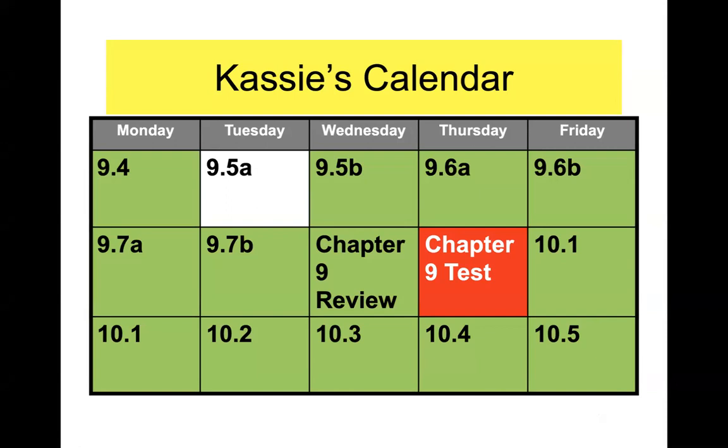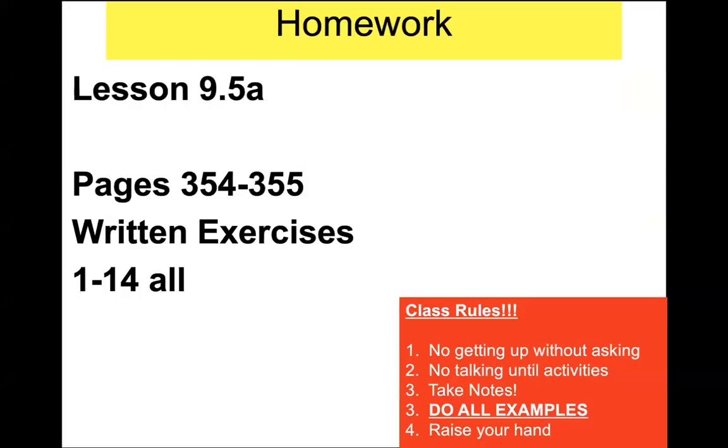So I'll do a quick reteaching of what's on here, so it'll sound very similar. And then there's a worksheet for 9.5b, and that was given in the email. All right, here's your homework.